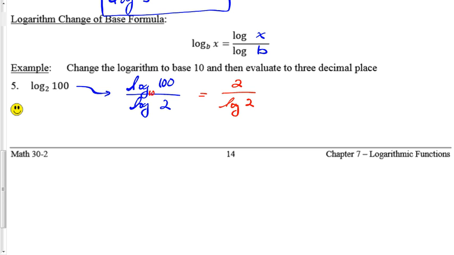Chantal, do you have it? 6.644, and what's behind my happy face? Hey, I got the same thing. Yay!